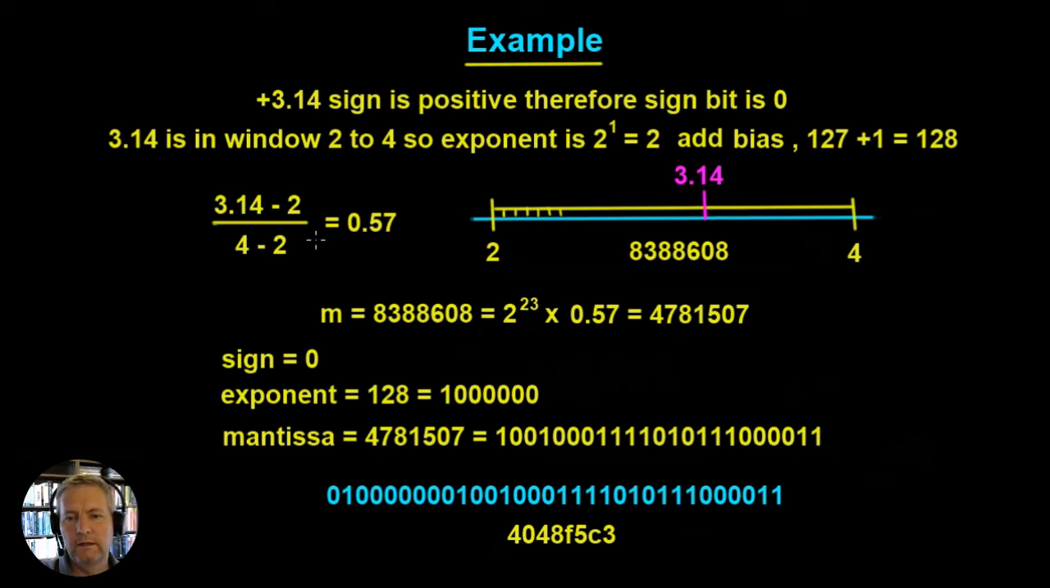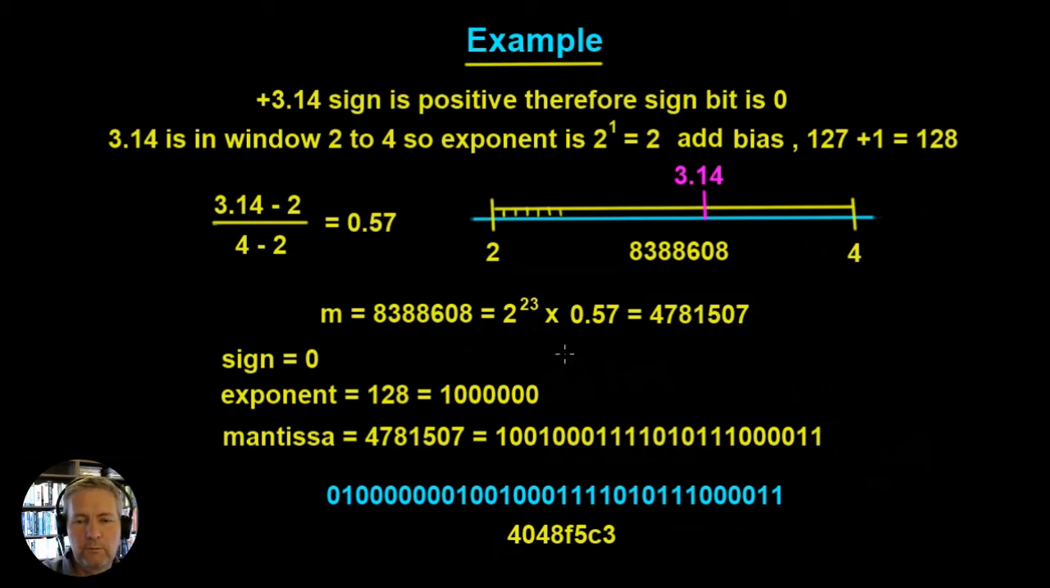and we're going to then take that value, in this case is 0.57, and we're going to have to multiply it by the 8388608. So that's what we've done this line here. So we've multiplied this number here, which in effect is 2 to the 23, multiplied by 0.57, and we get 4781507. And that seems quite reasonable because 3.14 is just beyond halfway between the 2 and the 4. So in effect we've gone just beyond halfway along this length here of 8388608. So that's just a little bit more than half.